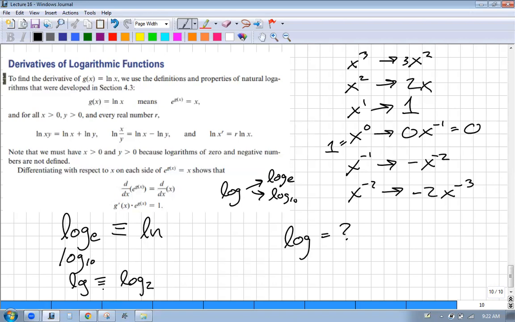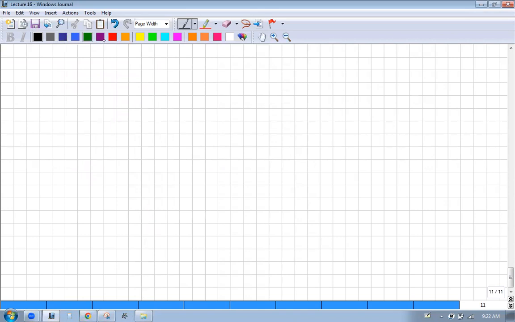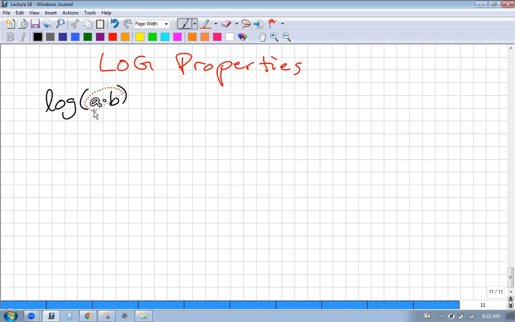Okay, and our properties of logs. Y'all remember your properties of logs? Log properties. So if you have a log of x times y, this would be log of x plus log of y. You can bust this out.